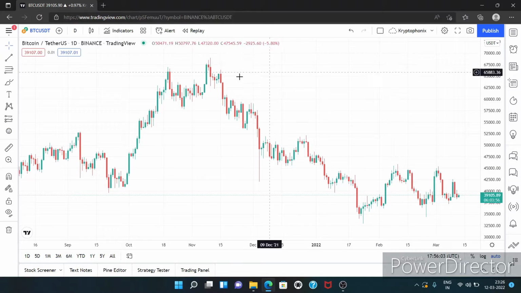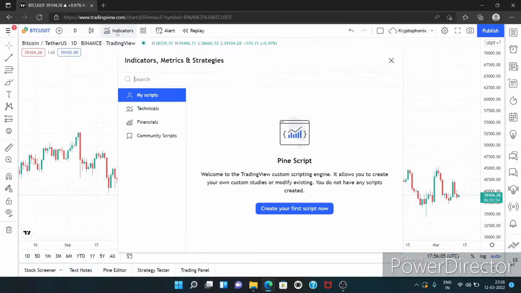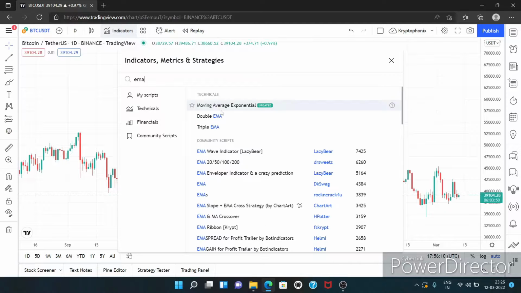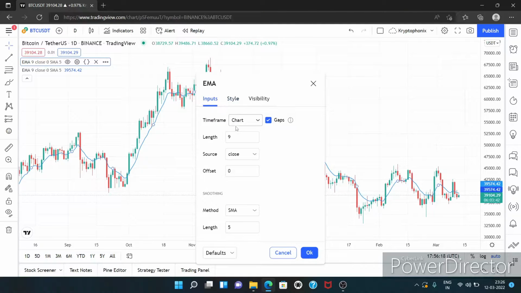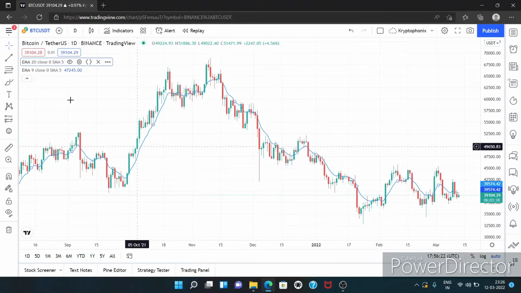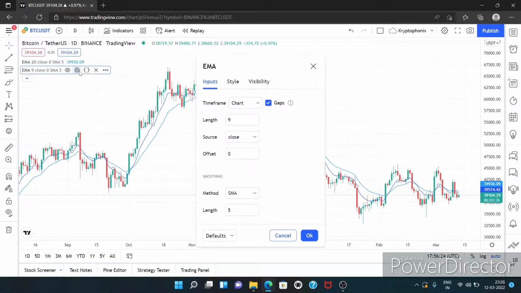The very first thing we'll be doing will be inserting the indicators. We'll be inserting exponential moving average twice. For the first one, we will be changing the settings. The length will be selected as 20. For the next one, we will be selecting the length as 50.